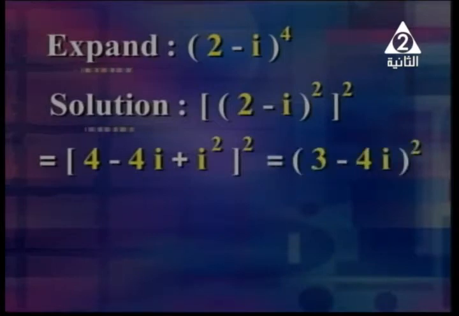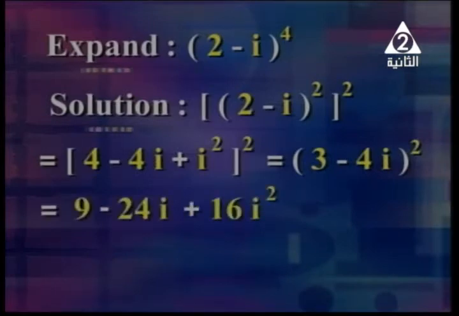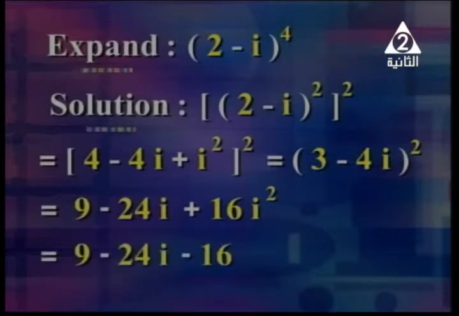After that, we find the result of the bracket containing (3 minus 4i) to the power 2 by 3 power 2, which is 9, negative 4i power 2 equals 16i power 2, and first times second times 2 equals negative 24i. The answer is 9 minus 24i plus 16i power 2. Remember i power 2 is negative 1. Then the answer is 9 minus 24i minus 16. The answer is negative 7 minus 24i.